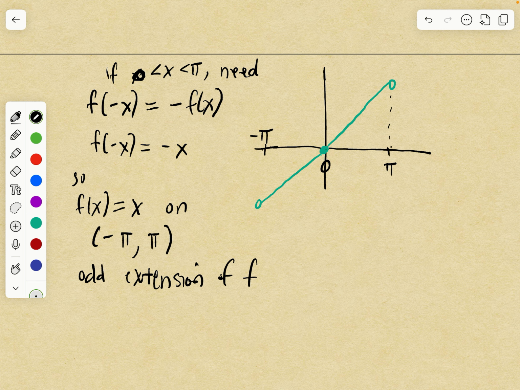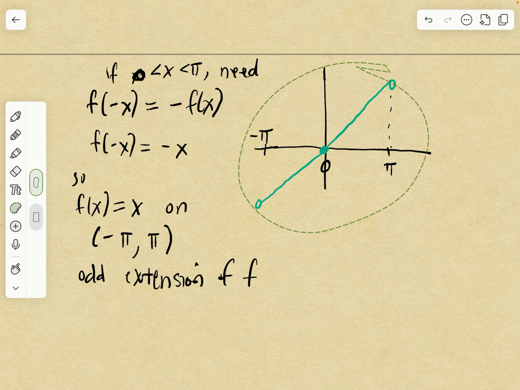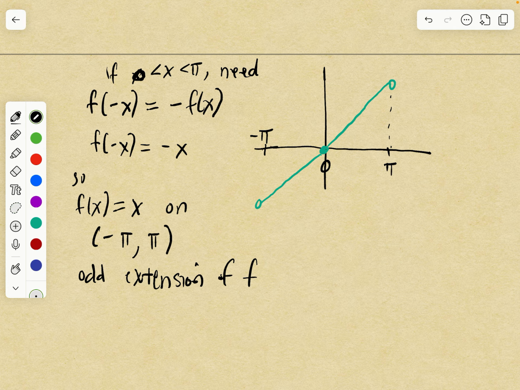Do we see what's going on? It's an odd function, right? This function is an odd function, and it's defined from negative pi to pi. And we just took the original function f, which is originally from 0 to pi, and then extended it and made it odd, while not changing it from 0 to pi. Now we can make this 2 pi periodic extension.